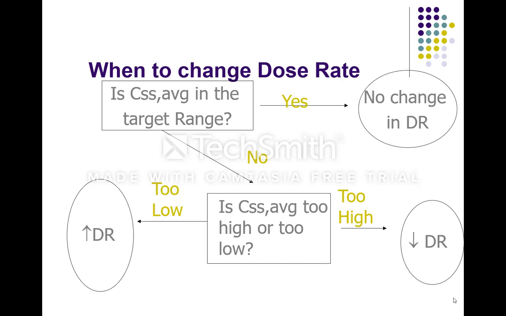When do we want to change dose rate? This is just kind of a little thing you can think through. The first thing I always think of, and this I want you to train your brain to go through because it will help you a lot going forward. You may not think so right now, but trust me, it will. You ask yourself, is CSS average where I want it to be? If it is, you leave that dose rate alone.